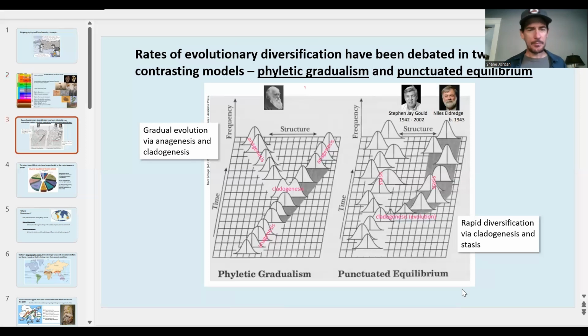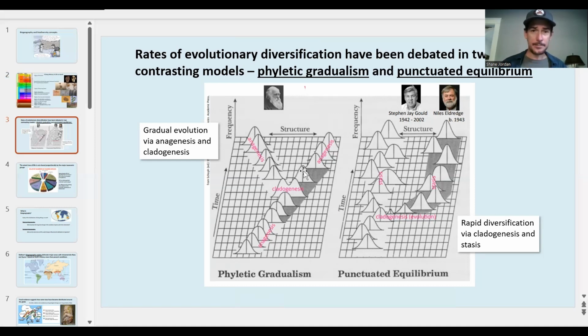Now, all of this evolutionary change really is tightly related to rates of diversification. And evolutionary biologists are still trying to understand what kind of a model we can use to understand how different rates of diversification might happen and how these different rates of diversification might have unfolded over these long periods of geological time. And two famously contrasting models are phyletic gradualism and punctuated equilibrium.